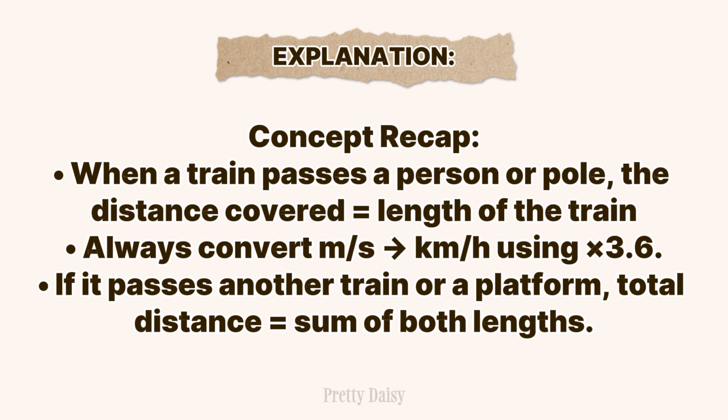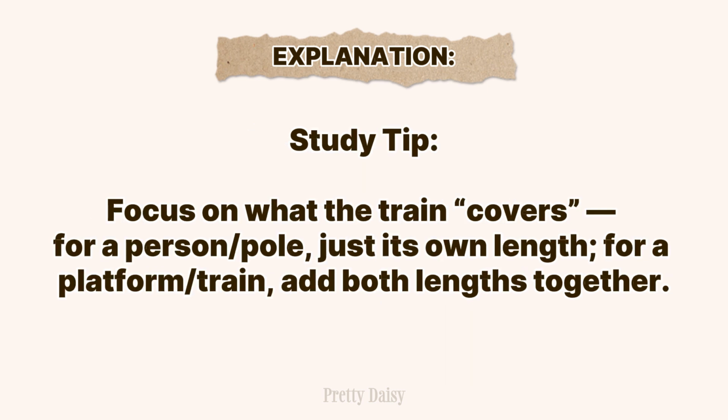Concept recap. When a train passes a person or a pole, the distance covered is the length of the train. To convert meters per second to kilometers per hour, multiply by 3.6. If a train passes another train or a platform, the total distance covered is the sum of both lengths. Study tip: focus on what the train covers. If it passes a person or a pole, use only the train's length. If it passes a platform or another train, add both lengths together.